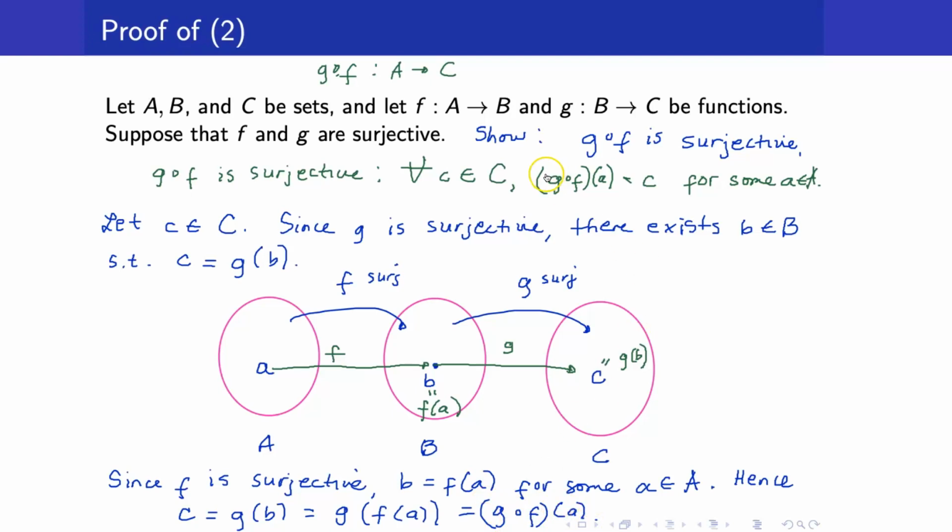So we have now shown that for every element in C, this is an arbitrary element, we can always find some element in capital A such that C is the image of A under the composition G circle F. So for the last word here, therefore, G circle F is surjective.